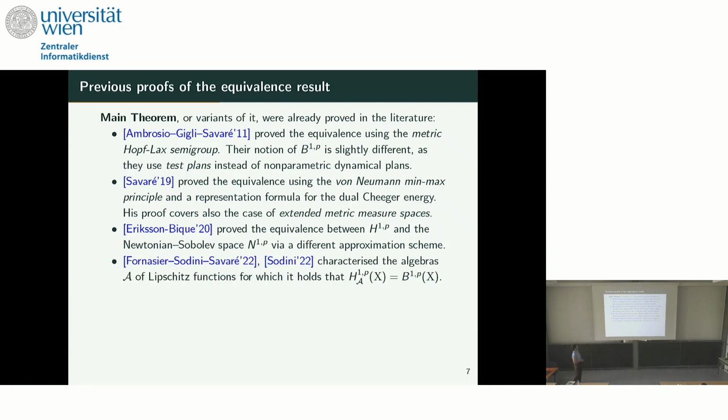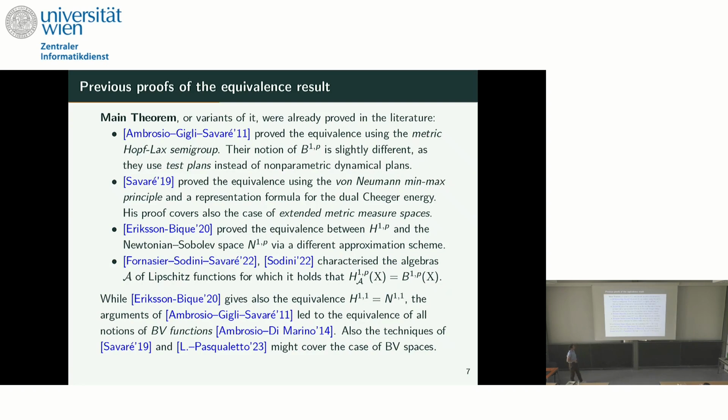Okay. Then there is also work by Fornasier, Savaré, and Sodini, which characterizes the algebras of Lipschitz functions for which those spaces are the same. So not only for the Lipschitz case, but they characterize the algebras for which you can have this equality.